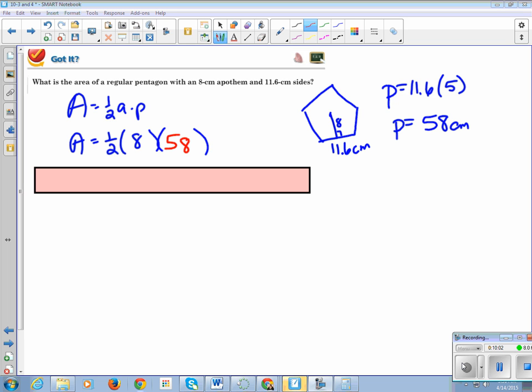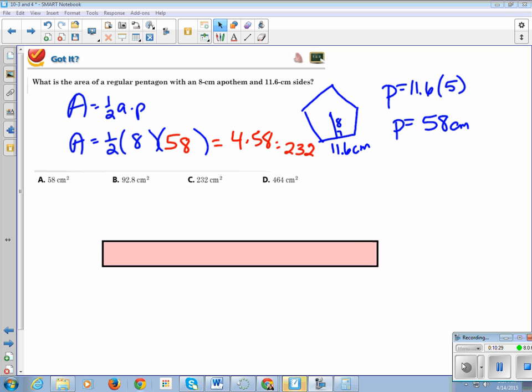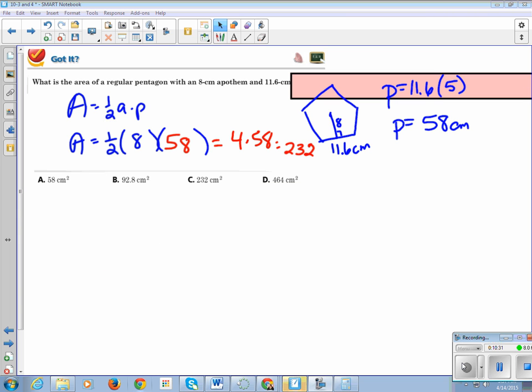And do the multiplication. I know that 1/2 of 8 is 4. And I got 4 times 58. Well, 4 times 50 is 200, and 4 times 8 is 32. So my guess is 232, which is answer C.